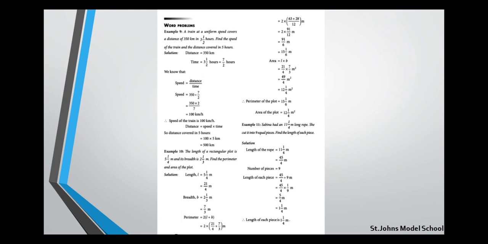into 45 by 4, into 1 by 9. 1 by 9 is the multiplicative inverse of 9. After cancellation we got 5 by 4, which is 1 1 by 4 meters. So the length of each piece is this.